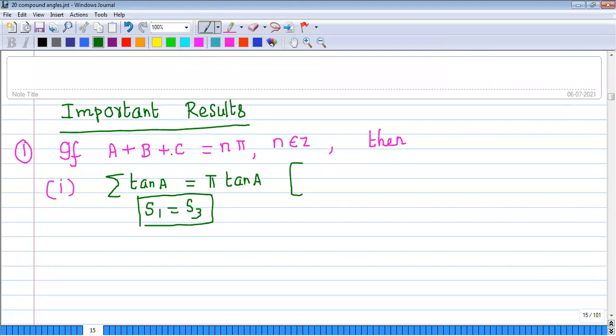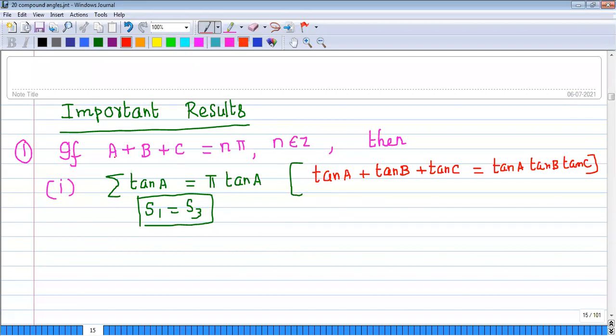See, A plus B plus C is equal to pi, 180 degrees, or A plus B plus C is equal to 360. So S1 is equal to S3 means tan A plus tan B plus tan C is equal to tan A into tan B into tan C. Sigma tan A means tan A plus tan B plus tan C, equals the product of these three. Or simply you can remember S1 is equal to S3.